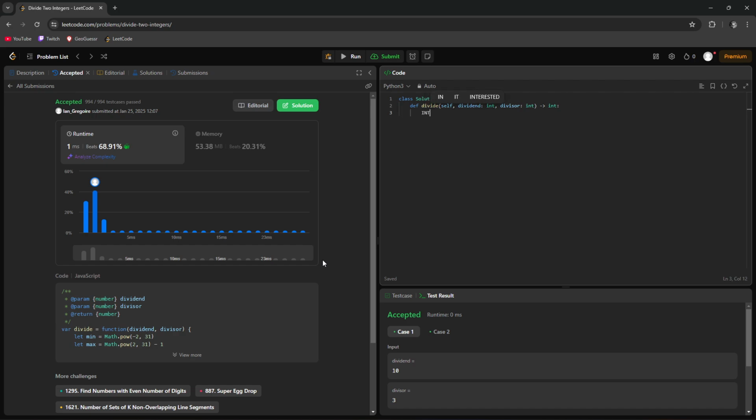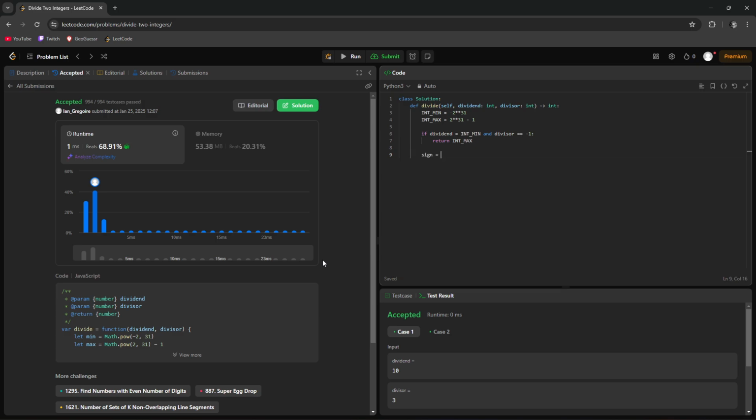Okay, and then in Python, we'll have an int max equal to 2 to the 31 and then int min equal to negative 2 to the 31. And if dividend equals int min and divisor equals minus 1, return int max. The only edge case where it overflows.